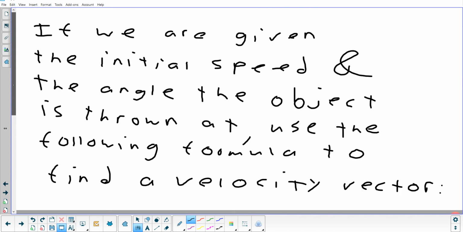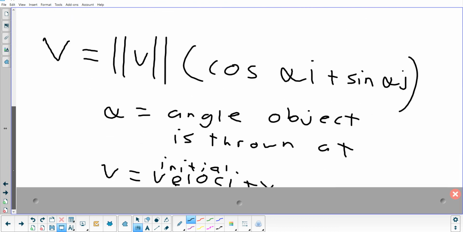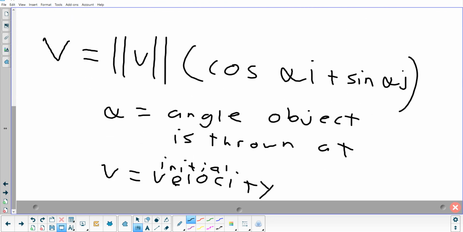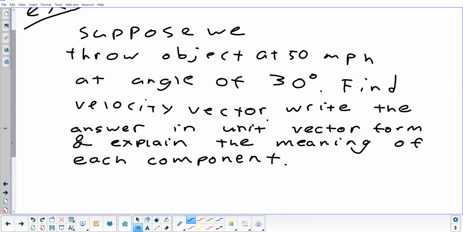All right. So this is basically just describing what I just told you. So we already did this. All right. So suppose we throw an object 50 miles an hour at a 30-degree angle.